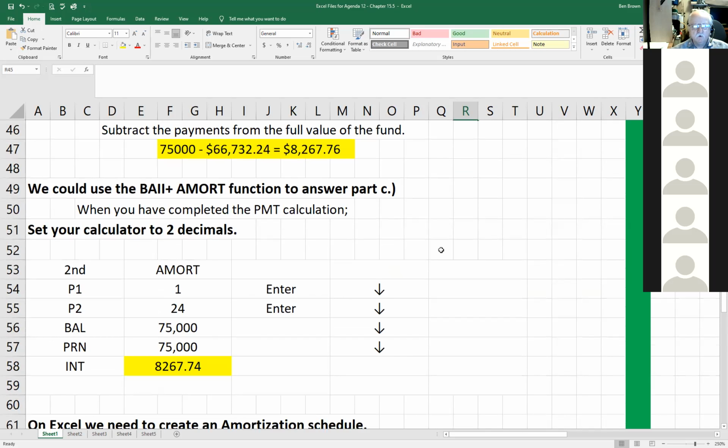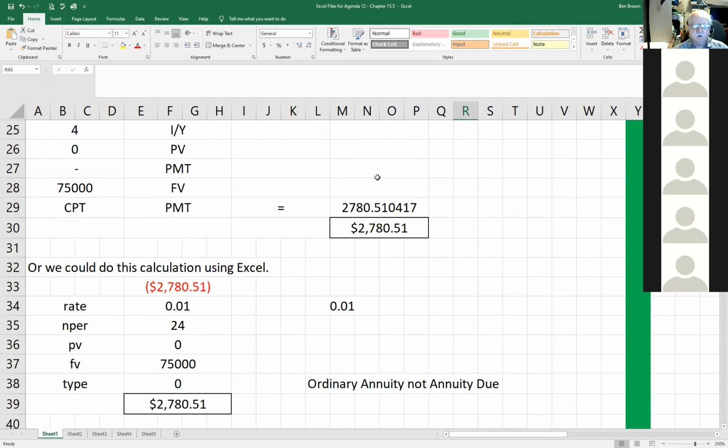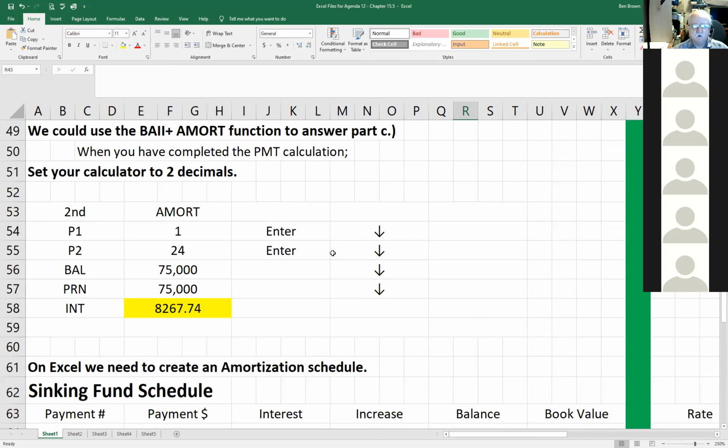Now, we could also use the BA2 plus, and we could come up with an answer here. Once we've completed the payment calculation, that was this one here, we could go second amort, and P1 equals 1, P2 equals 24, so we're going all 24 periods.